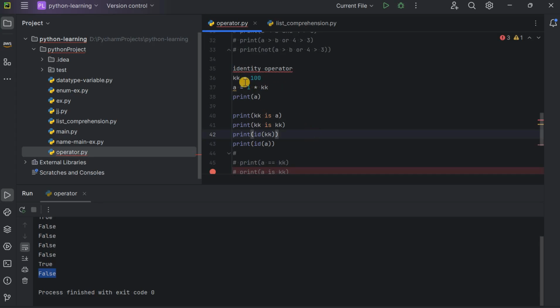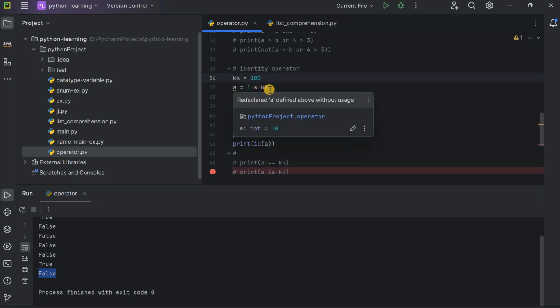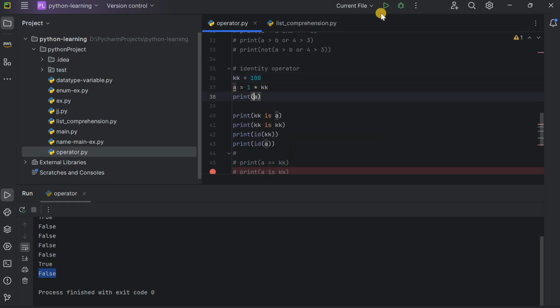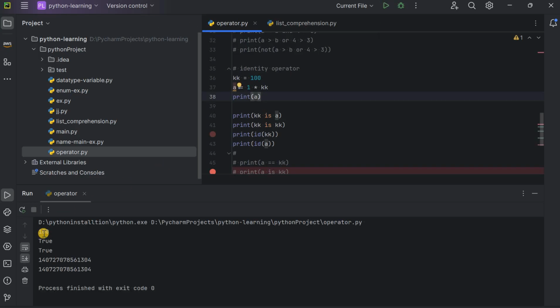We have a variable kk. I have taken this kk variable, and its value is 100. If I assign A equal to kk, then A value is also now 100. So print A. Let's run it first. Print A is coming 100. Now kk is A, so that is true.